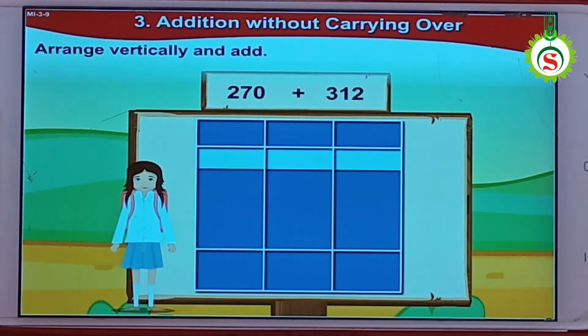270 plus 312. If you arrange them vertically, first we'll write HTU. Then 270 is 200, 7 tens, 0 units. Plus 312 is 300, 1 ten, 2 units. Let us begin our addition. 0 units plus 2 units is 2 units. 7 tens plus 1 ten is 8 tens. And 200 plus 300 is 500. Which means the answer is 582.